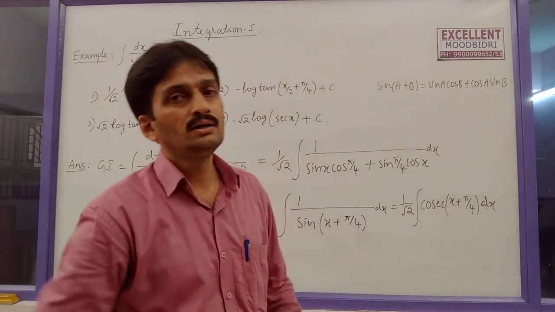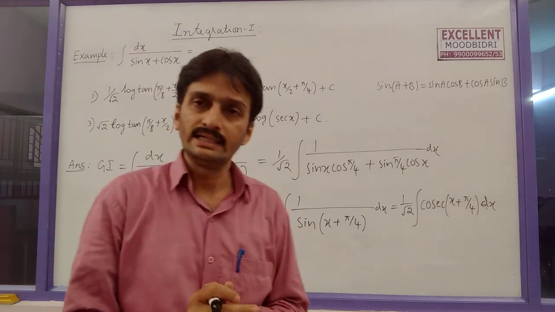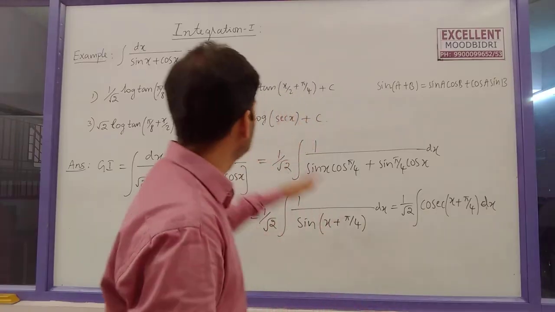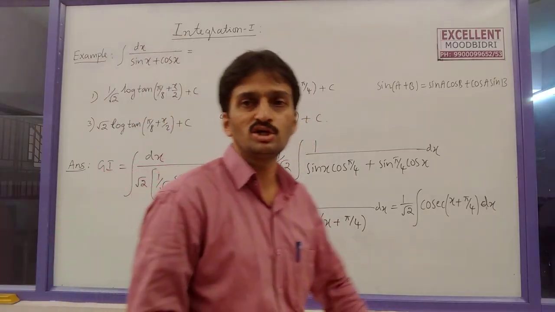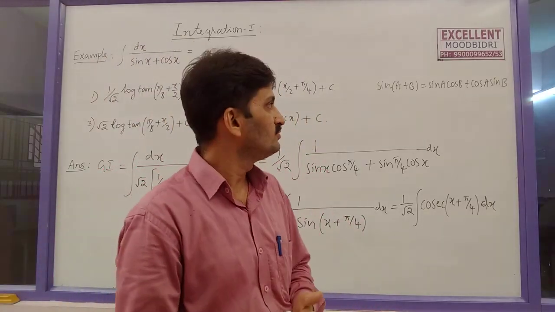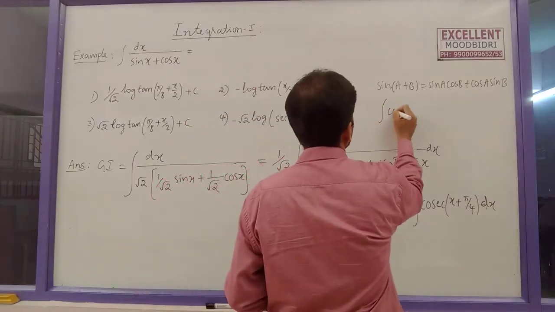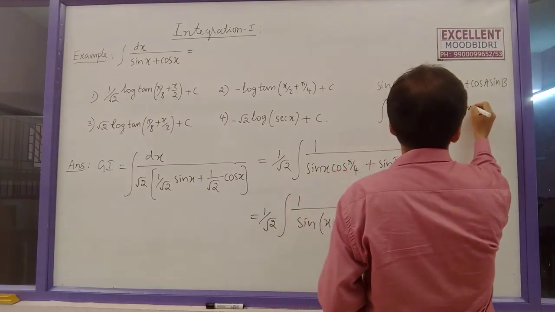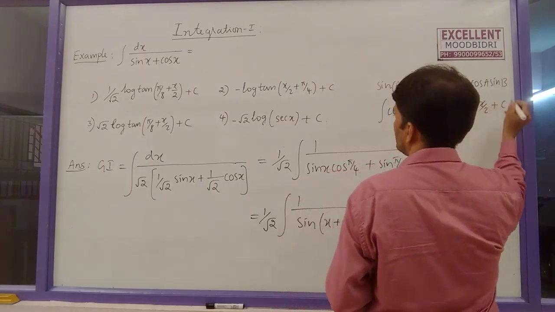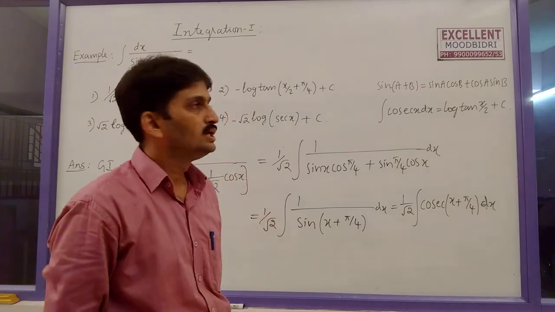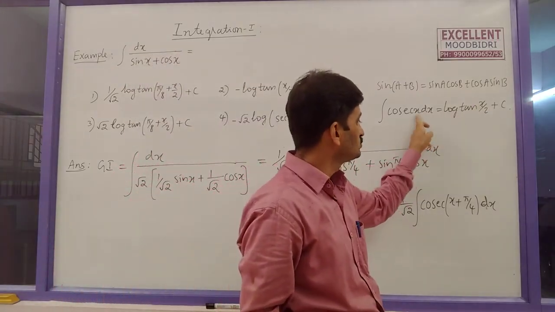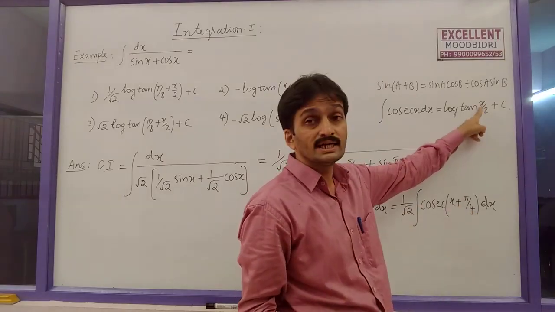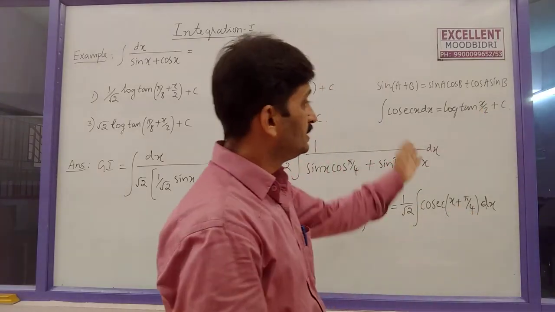Now recall the integral of cosec x. One integral is log mod cosecant x minus cot x, but that is not here. Look at the options. That option is not there. That means you have to use one more. Which one? Integration of cosecant x dx equal to log tan x by 2 plus c. Use this one. But in place of x, what do you have? x plus pi by 4. So in here also, in place of x, we put x plus pi by 4.